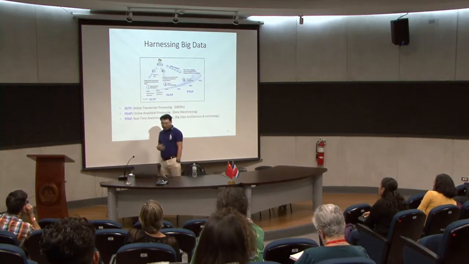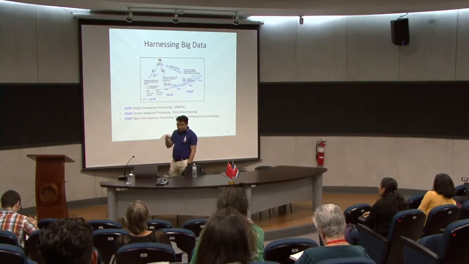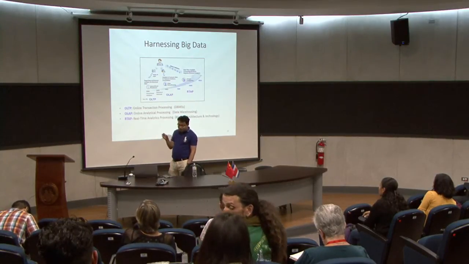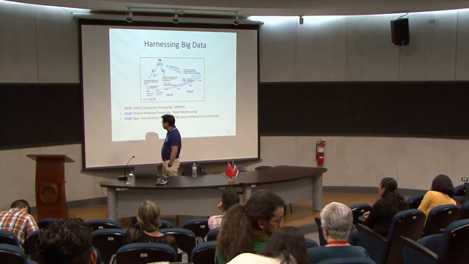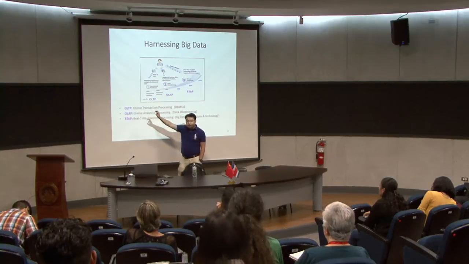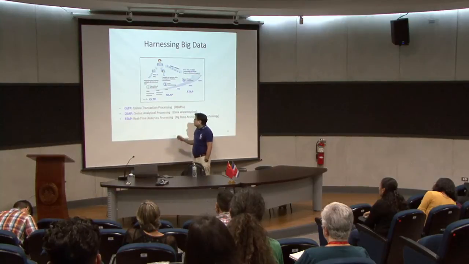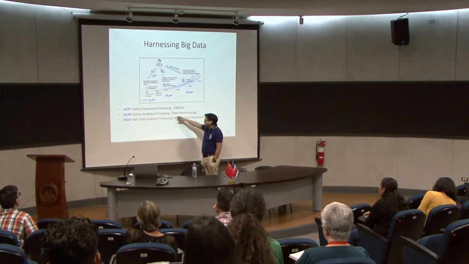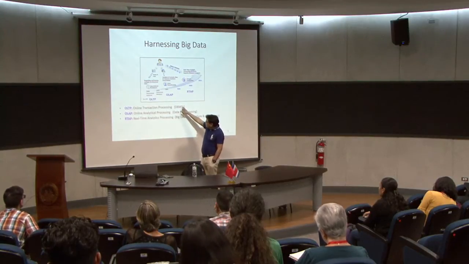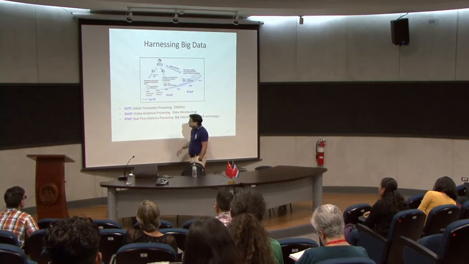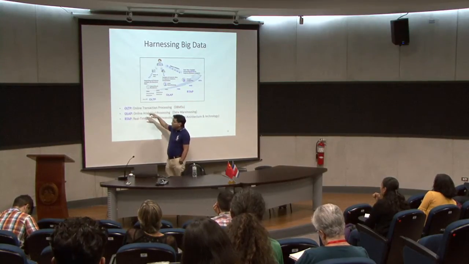We actually have three types of methods to manage big data. One is OLTP. About 20 years ago we called it OLTP, online transaction processing. It is usually used for DBMS, relational databases, and just for transaction processing.